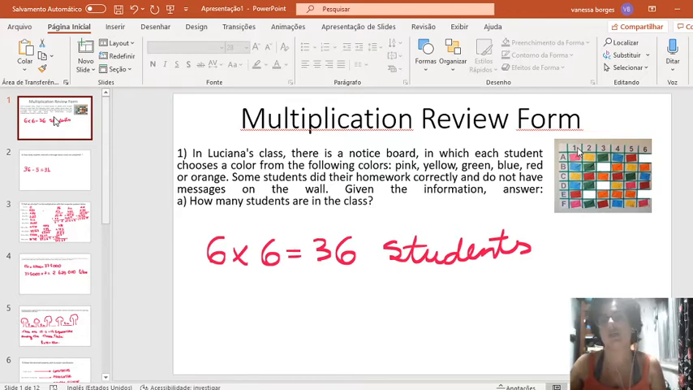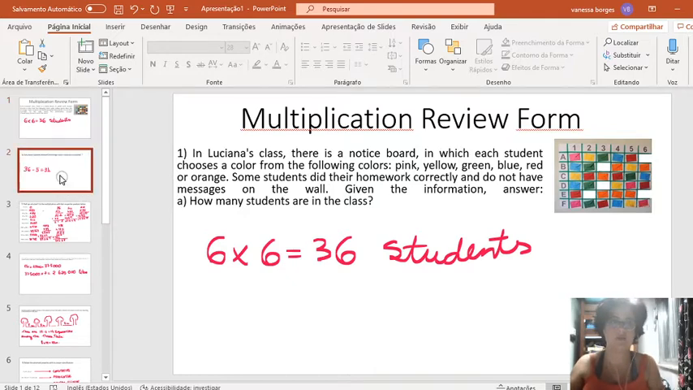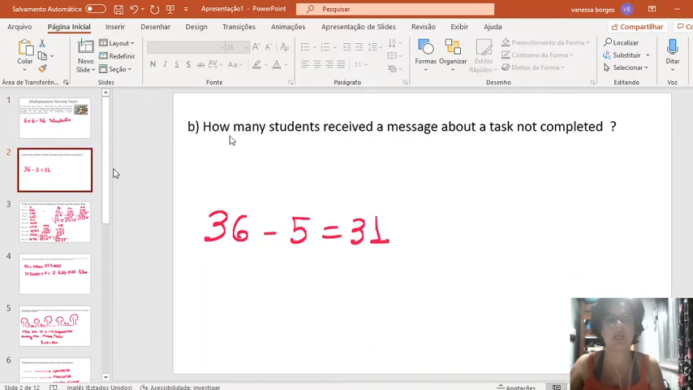So take a look. We have 6 columns and 6 lines. So 6 times 6 gives me 36. So there are 36 students in class, right? Now let's see letter B. How many students received a message about a task not completed?